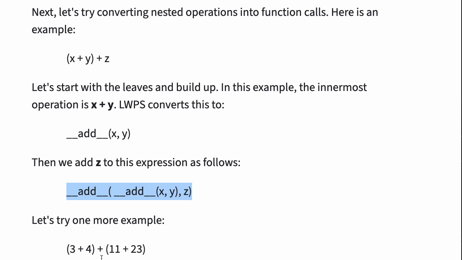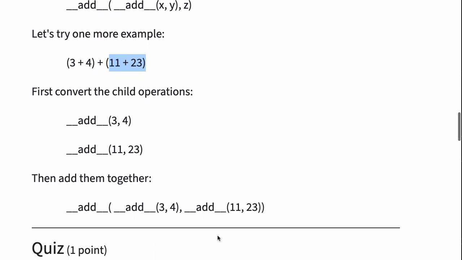Let's try one more example. 3 plus 4 plus 11 plus 23. First, convert the child operations. Here we have add 3 4 and add 11 23. Then we just add them together.